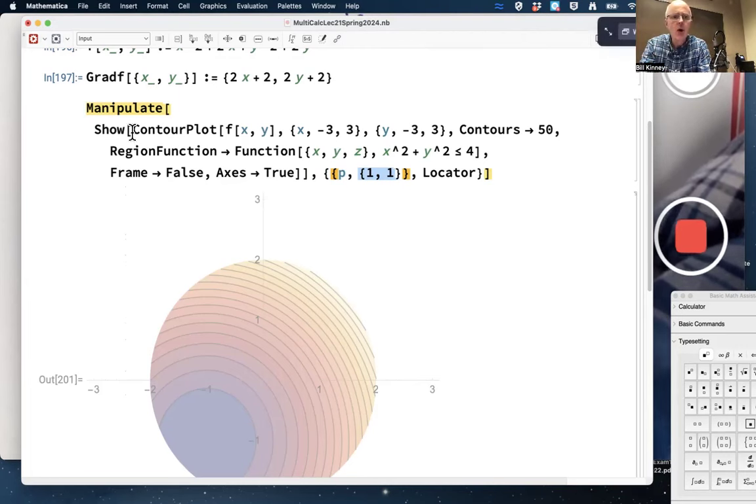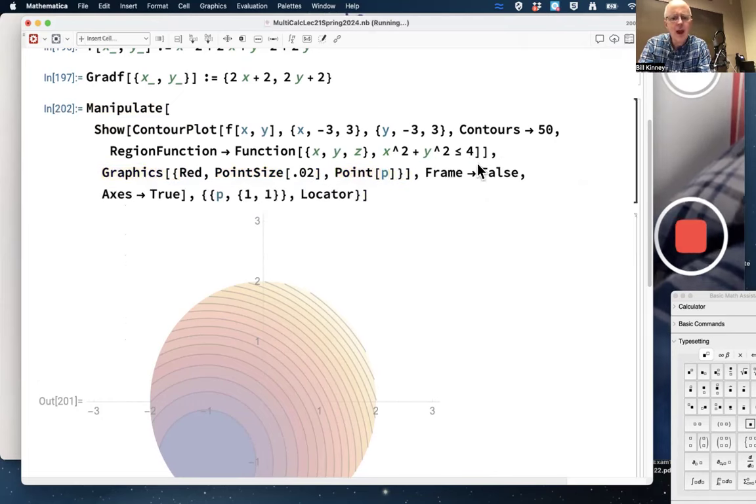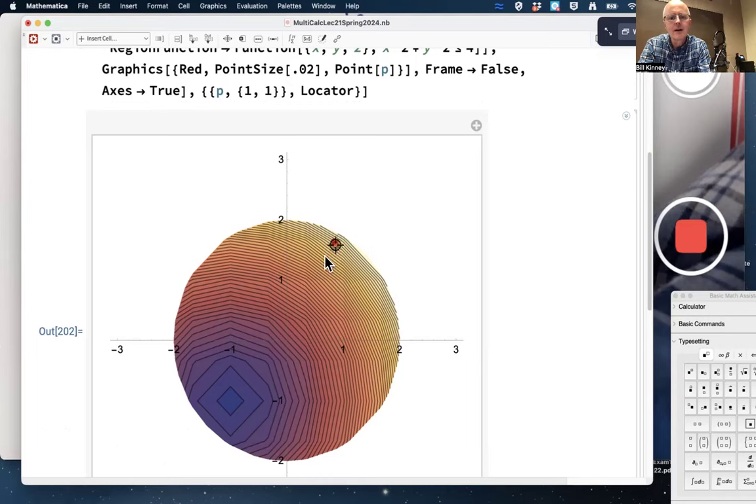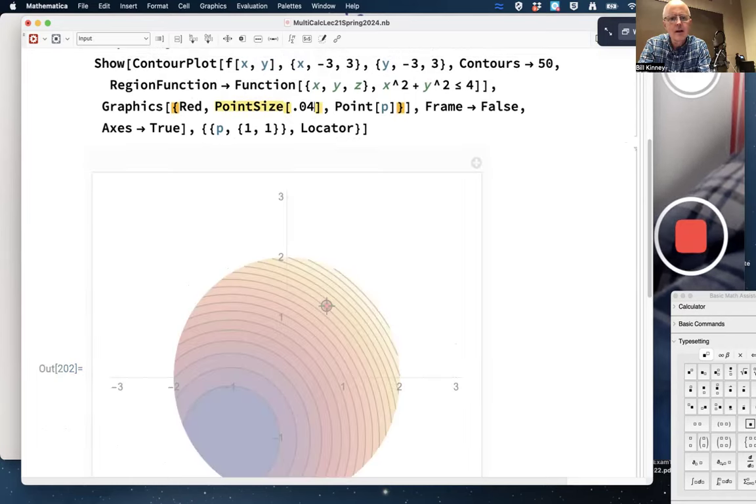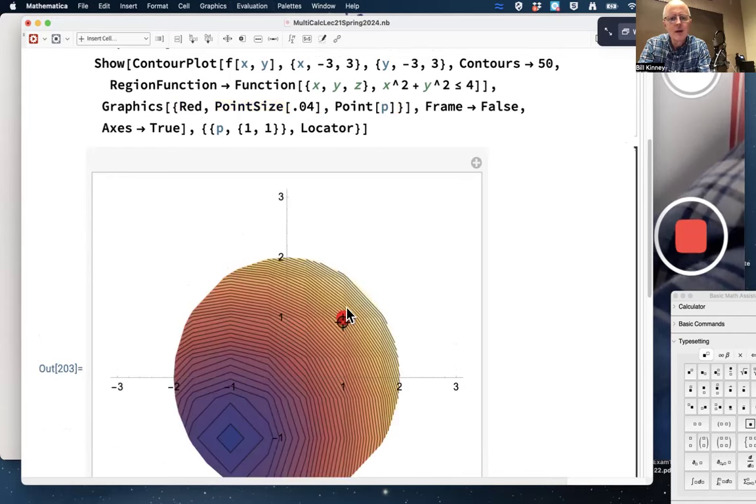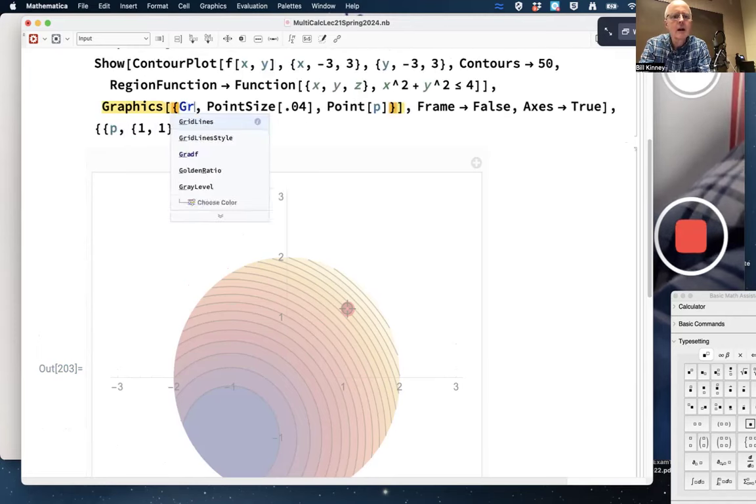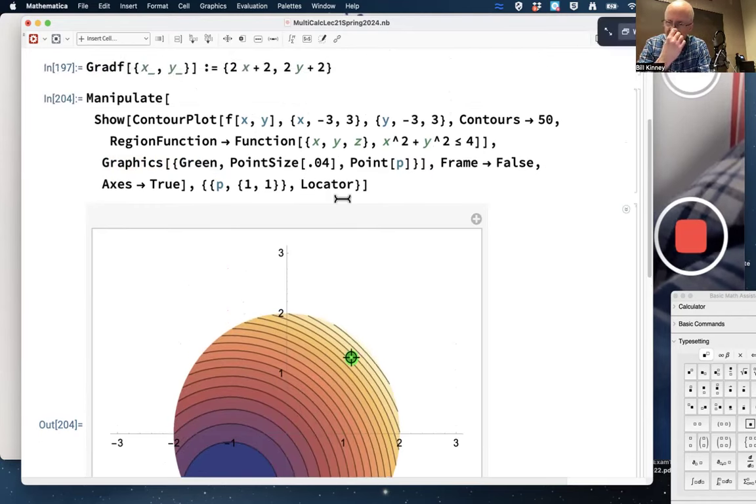To actually see the point, P should graph the point. Yeah, now I can move that point around. Make it bigger. Big red point. Maybe green to see it better. There we go. Unfortunately, the level curves are kind of not so smooth.